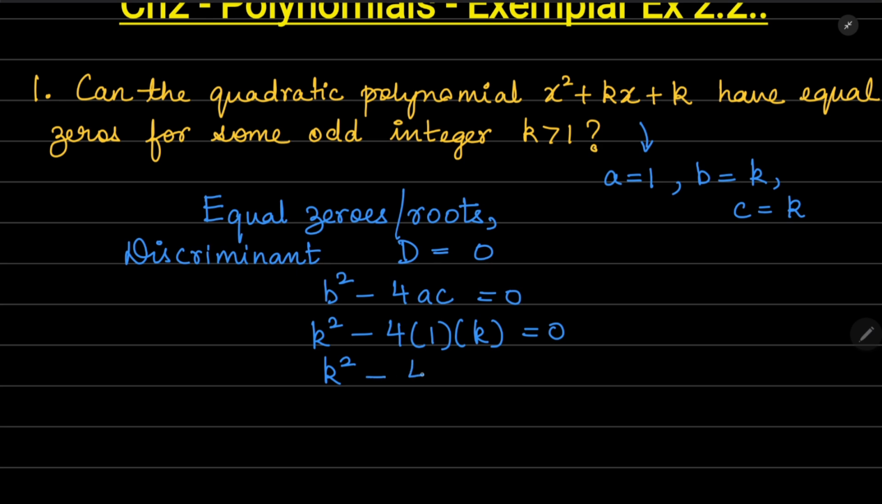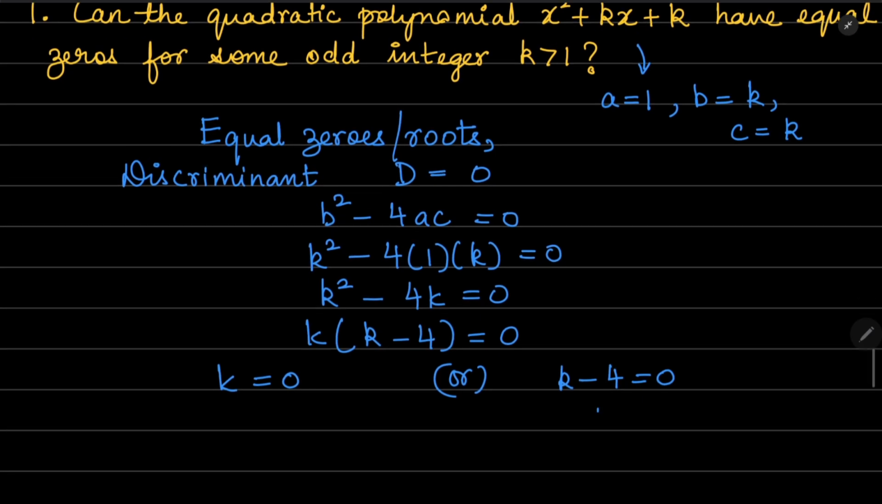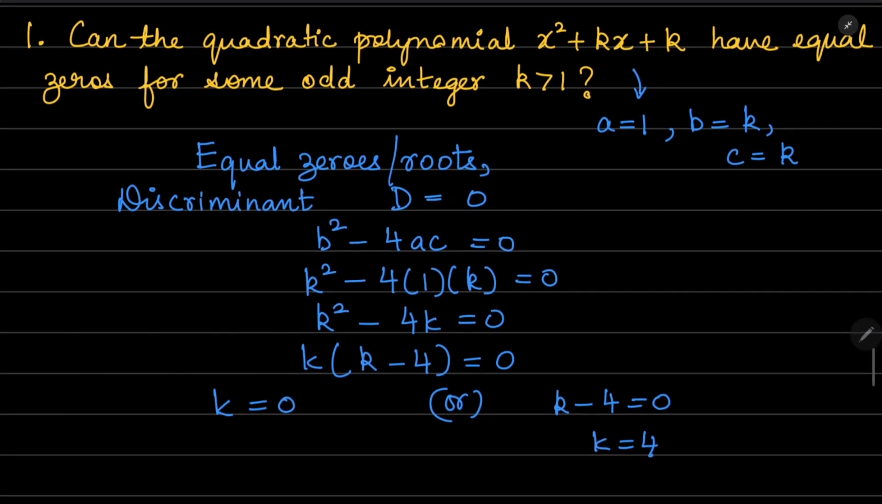So k square minus 4k equal to 0. Take k common out, so you'll be getting k into k minus 4 equal to 0. So either k is equal to 0 or k minus 4 equal to 0, which means k is equal to 4. What are they asking? Can this quadratic polynomial have equal zeros for some odd integer k greater than 1? One of it is k equal to 0, but for a value which is k greater than 0, k is an even integer. It's not an odd integer. So this particular question would say no.